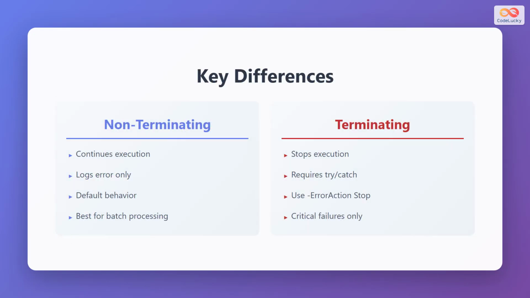Let's summarize the key differences between these two error types. Non-terminating errors continue execution, only log the error message, are the default behavior in PowerShell, and work best for batch processing operations. On the other hand, terminating errors stop execution immediately, require try-catch blocks to handle them properly, can be triggered using the ErrorAction parameter set to Stop, and should be reserved for critical failures only. Remember, you can convert non-terminating errors to terminating errors when you need stricter error handling, but use this approach thoughtfully based on your script's requirements.